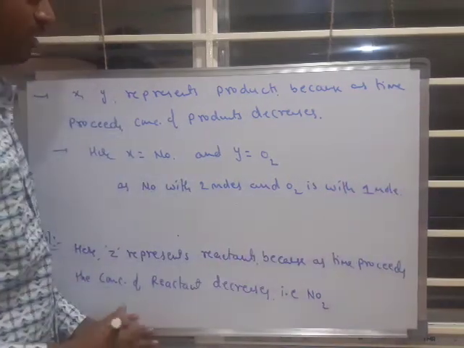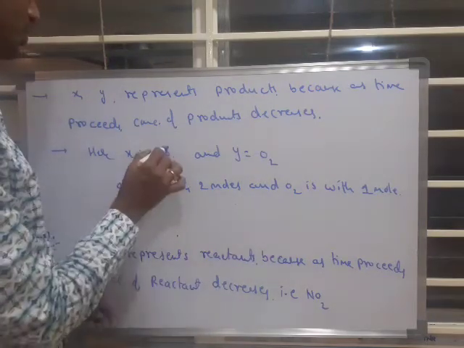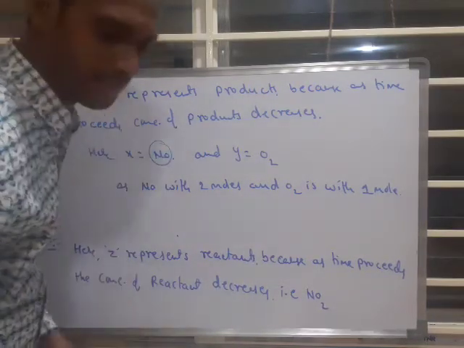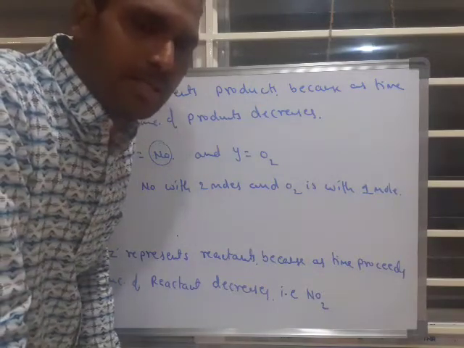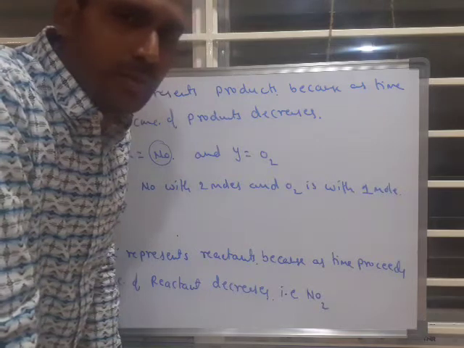And O2 is with only one mole, meaning it is a lesser value. So at the highest position, X will represent NO. So Y represents the one below that, which is O2. Okay.